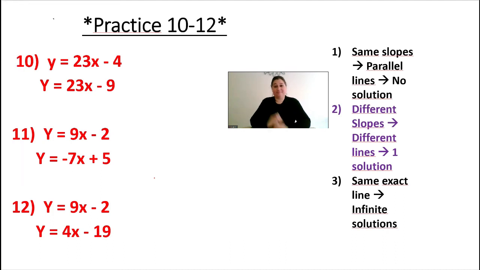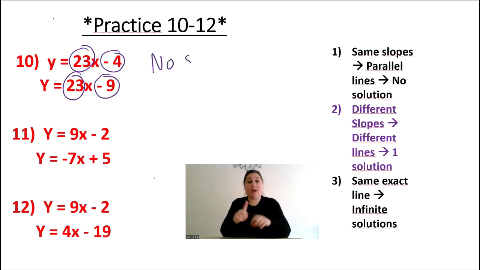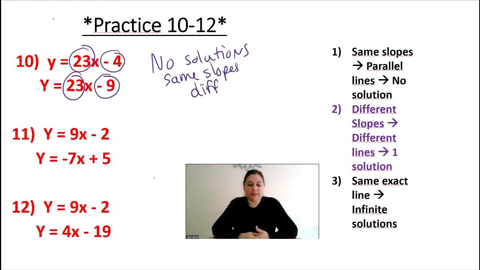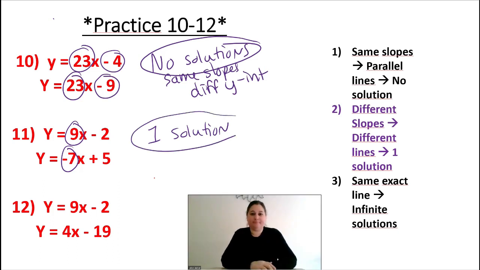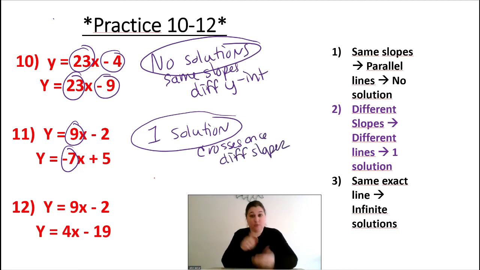All right, let's look at number 10. Same slopes or different? Same. Okay, y-intercepts, same or different? Different. So this means that there's no solutions. Same slopes, but different y-intercepts. Number 11. Same slopes or different? Different. Automatically one solution. Okay? And it crosses once because they're different slopes. If you wrote different slopes, that's awesome.